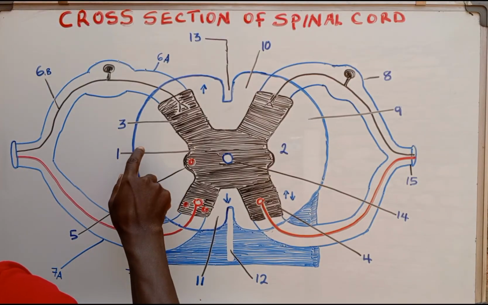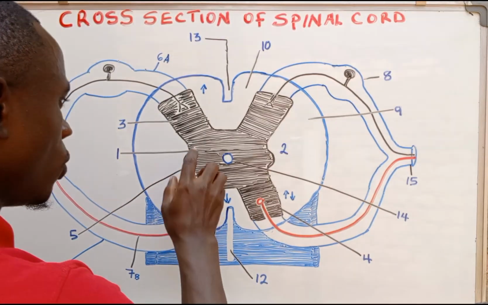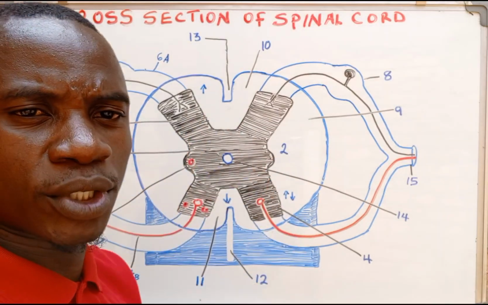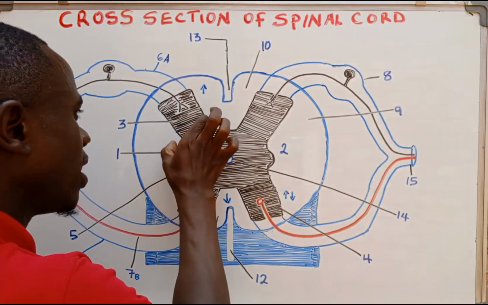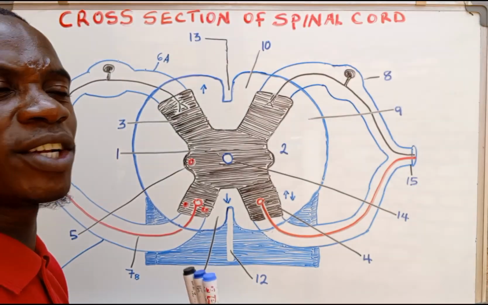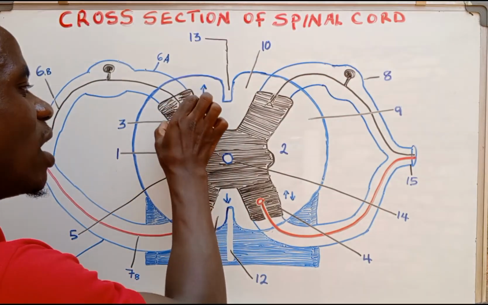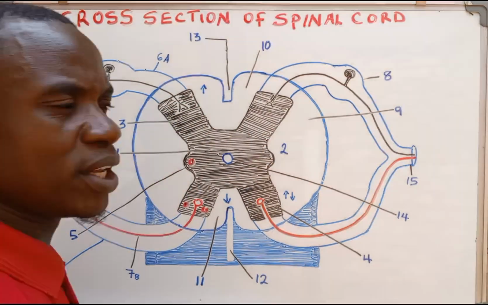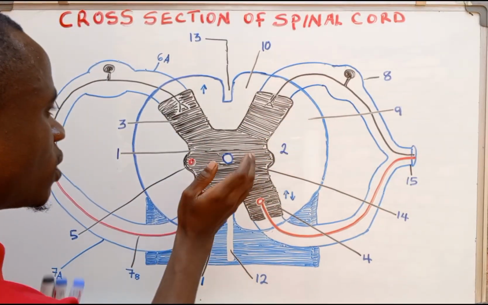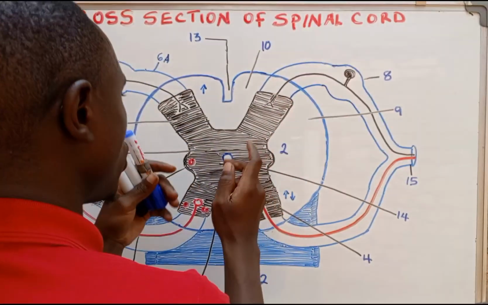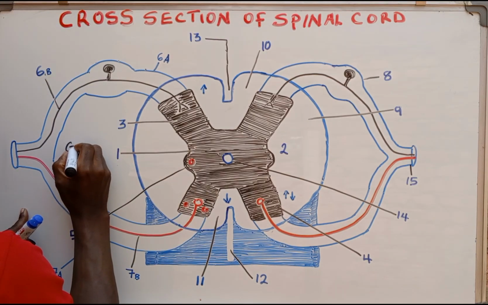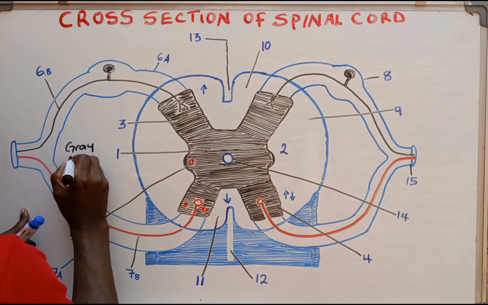Starting with number one, you see the whole of this structure, which is H-shaped. It is more of a gray. It's going to be housing a lot of neuron cell bodies, both for the case of the sensory and for the case of motor. The whole of this structure, which is H-shaped, is what we call the gray matter.